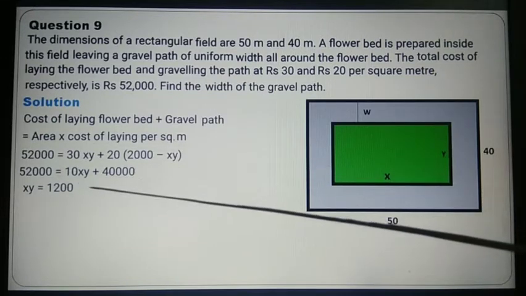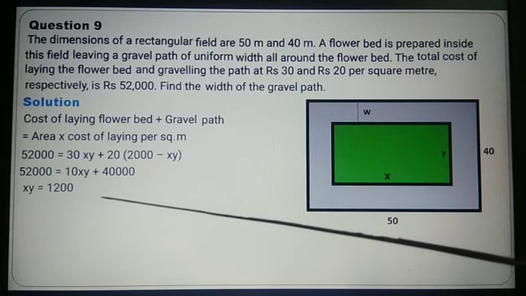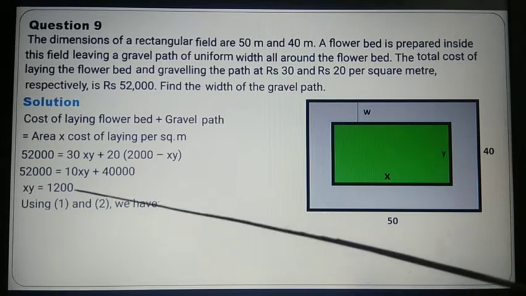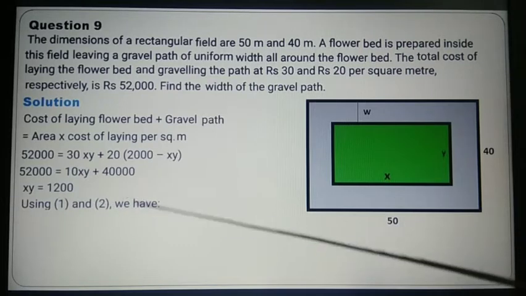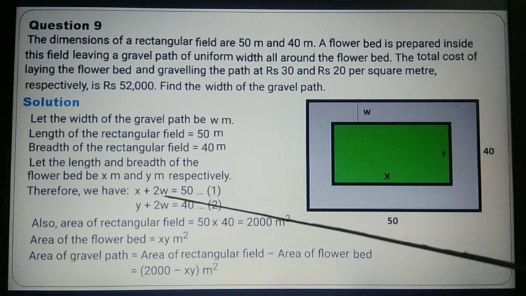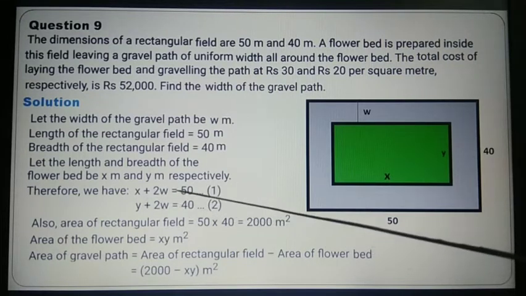Now we know that using 1 and 2, okay, so from 1 and 2, if you have seen, from 1 we have x equals 50 minus 2w. Okay, so from 1, x is equal to 50.